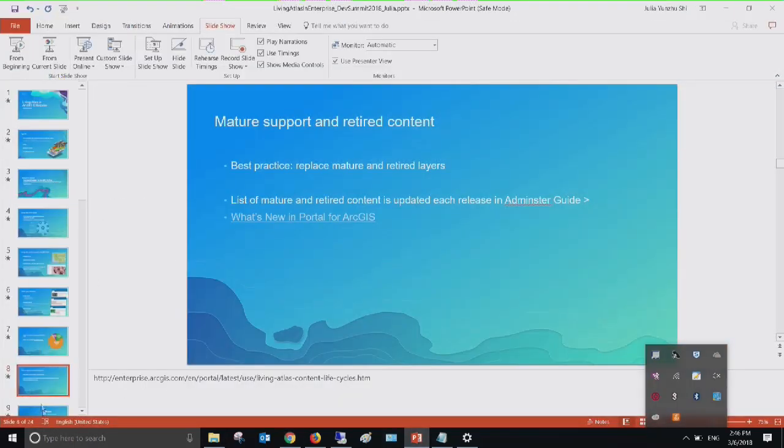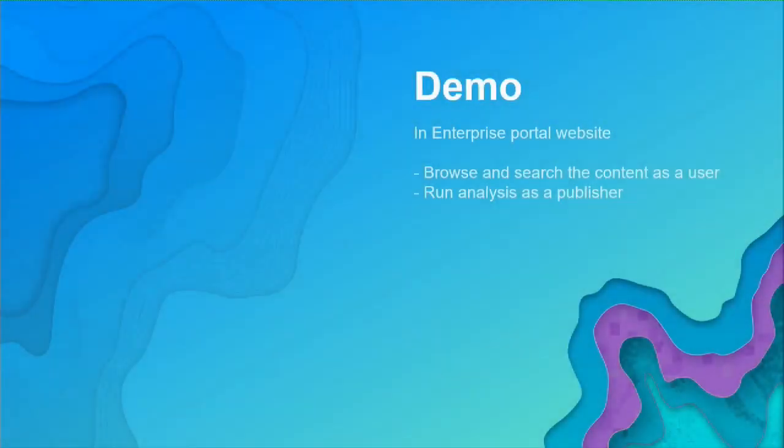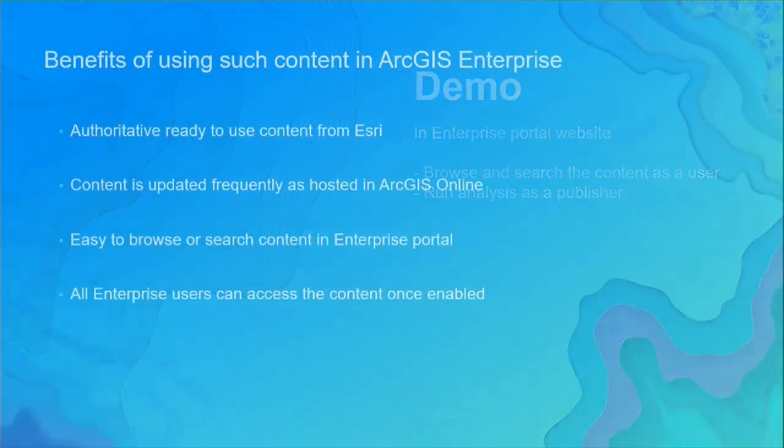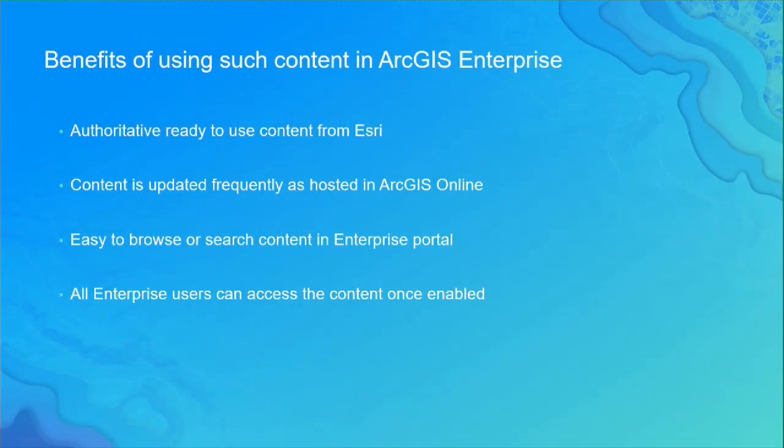Let's go back to our slides. Great. Let's recap. What are the benefits of using Living Atlas content hosted in ArcGIS Online for your work? It is authoritative, ready-to-use content from Esri. Content is updated frequently as it is hosted in ArcGIS Online. It's very easy for enterprise users to browse and search content, and as long as your administrator enables the content, all enterprise users can access the content.